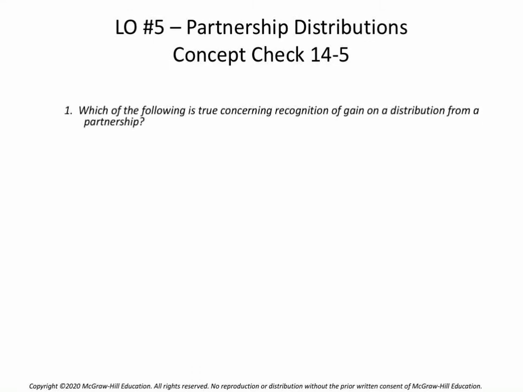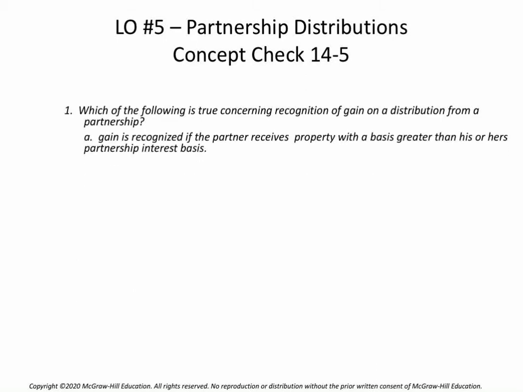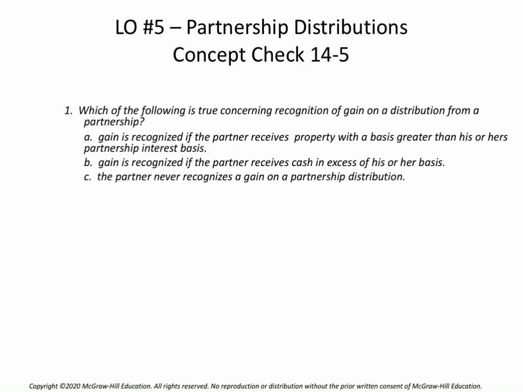Let's take a look at our concept check here. Which of the following is true concerning recognition of gain on a distribution from a partnership? We've got our choices here, and the answer is going to be B. The gain is recognized if the partner receives cash in excess of his or her basis. And that is what's going to trigger a recognition of the gain on distribution from the partnership.